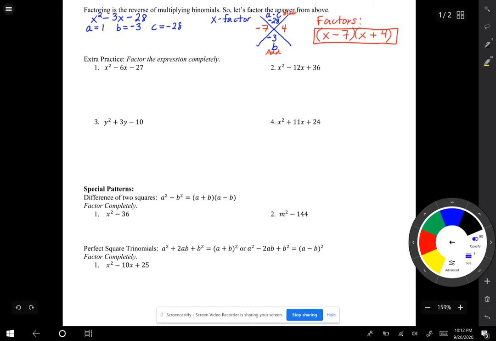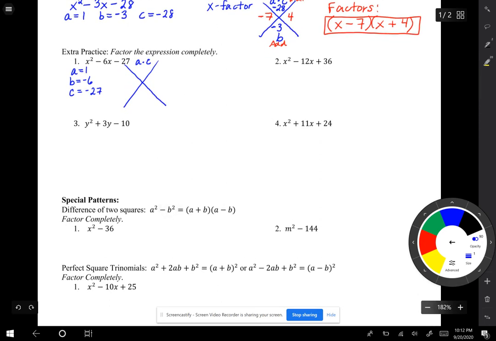So let's identify A, B, and C. A is 1, B is negative 6, C is negative 27. You can make your X as big or as small as you want. I have room, and for my notes, I'll write it a little bigger for you guys. Okay, so A times C goes on top, B goes on the bottom. It's negative 6, negative 27. Be really careful because you could miss a negative and you can't solve the sides of the puzzle.